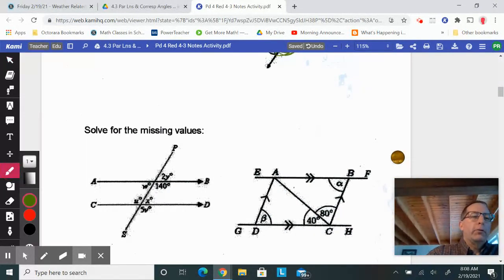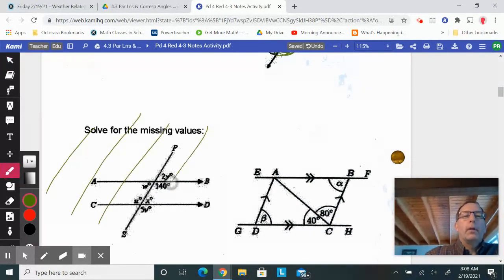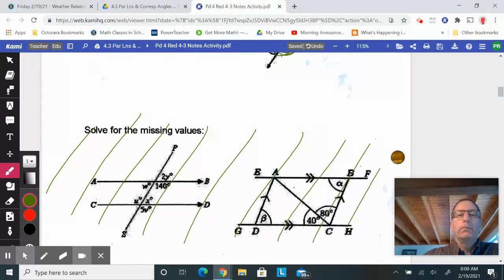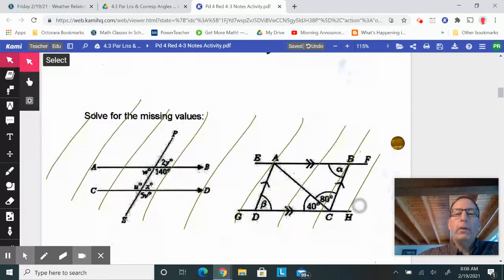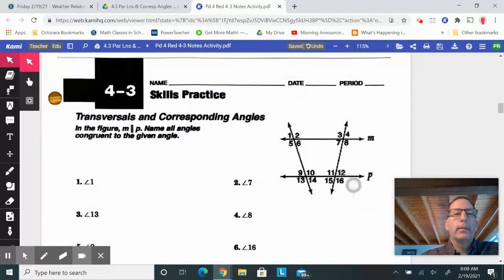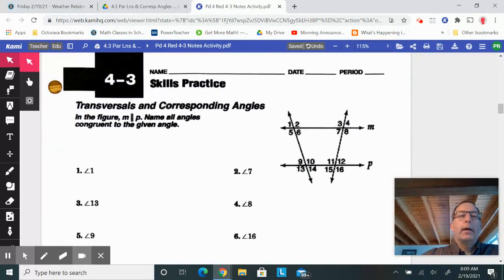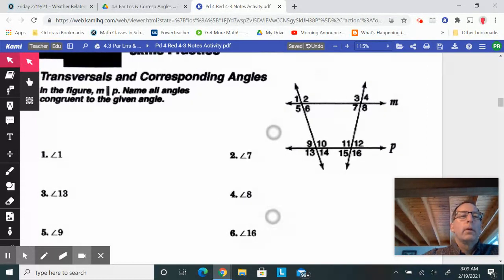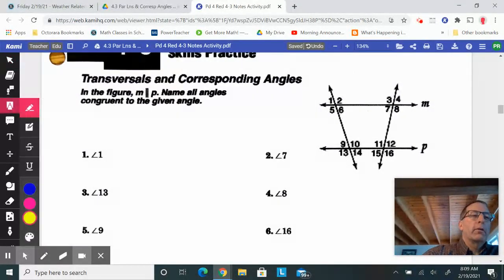All right, the next picture, you're just going to grab a color and put a line through there. We're not going to do those two. We're going to finish with looking at this skills practice, just a couple of these problems. So if you take a look at the picture, you see the directions. It says in the figure, line M is parallel to line P. So there's line M, and here's line P. They're parallel to each other. They want us to name all the angles that are congruent to the given angle.